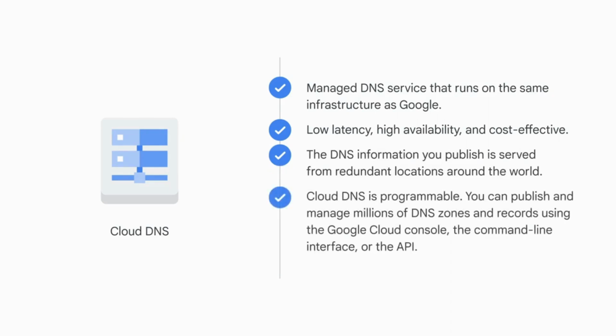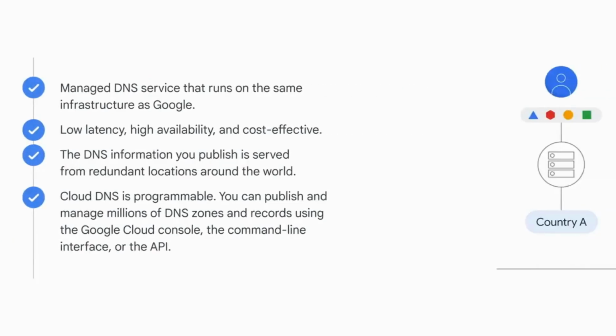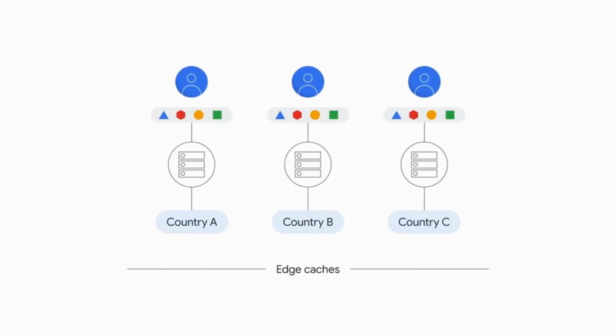Cloud DNS is also programmable. You can publish and manage millions of DNS zones and records using the Cloud Console, the command line interface, or the API. Google also has a global system of edge caches.